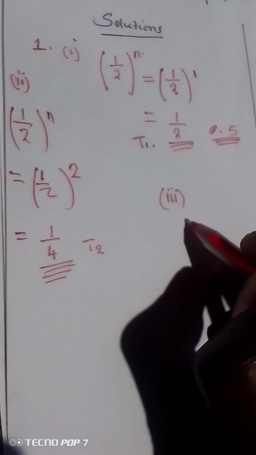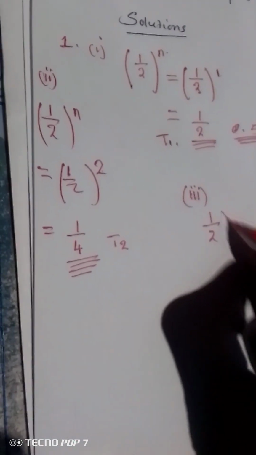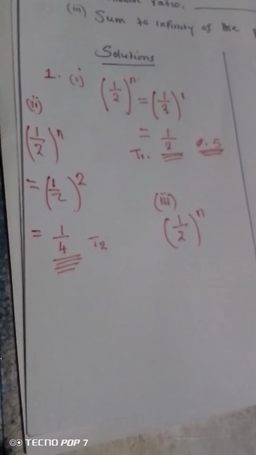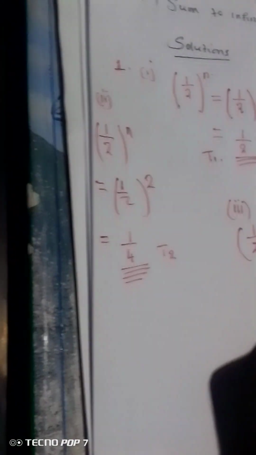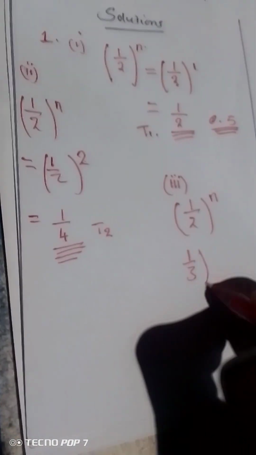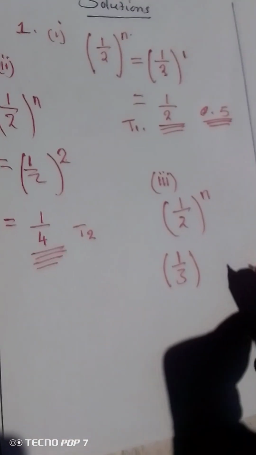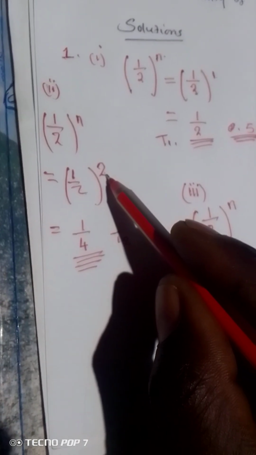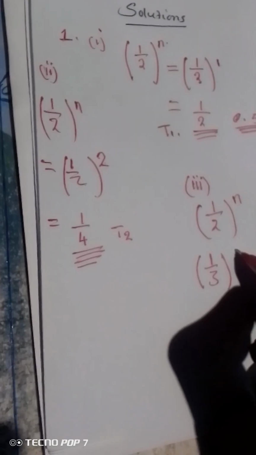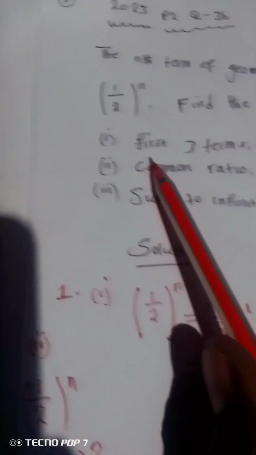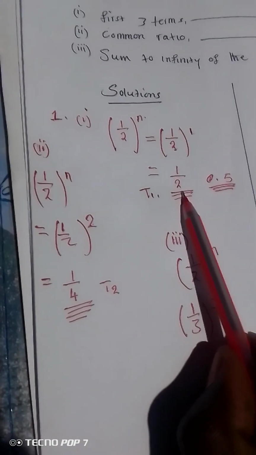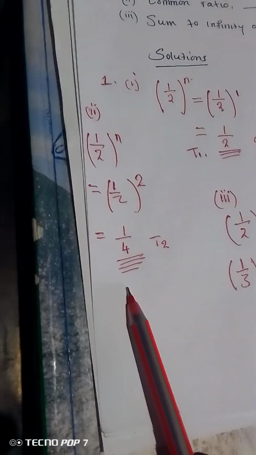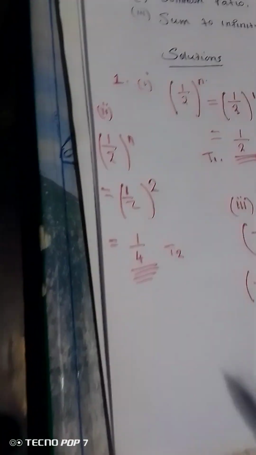We are using the same formula to the power n. Now we are solving for the final answer, which is term 3. If you check, this one we put 2 because we were finding the second term. Now we want to know the third term, because in the question they are telling us to find the first 3 terms, meaning term 1 is this one, term 2 is this one, and term 3 is what we are solving for.